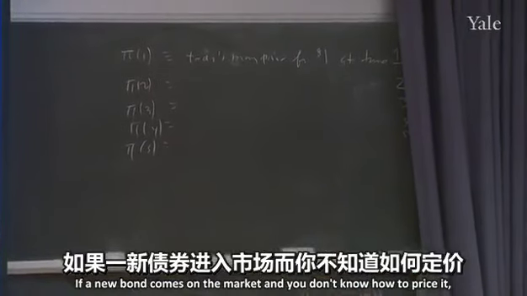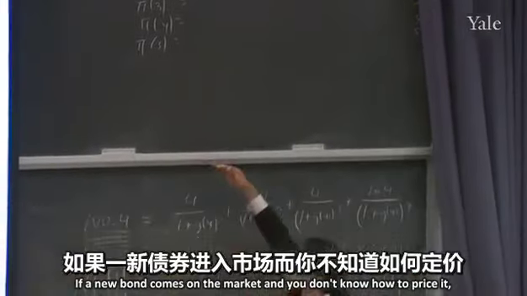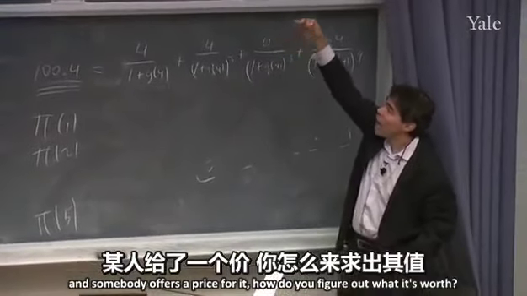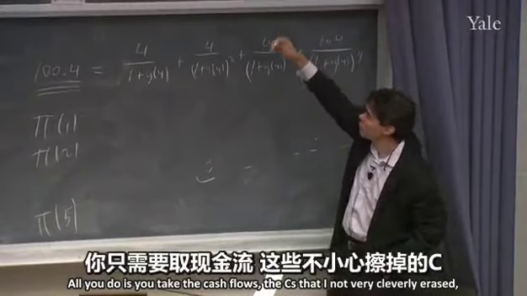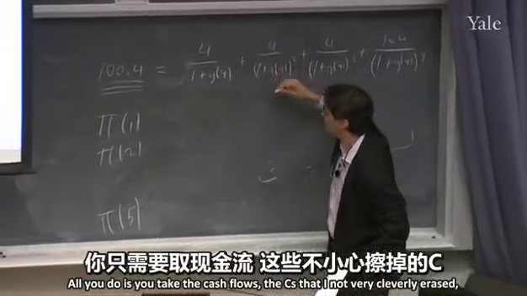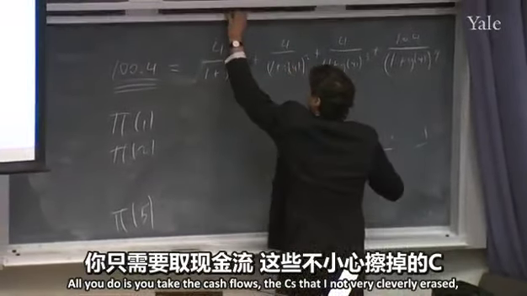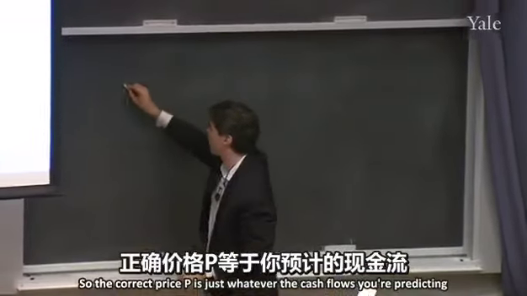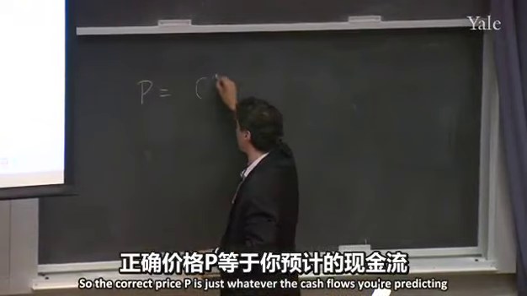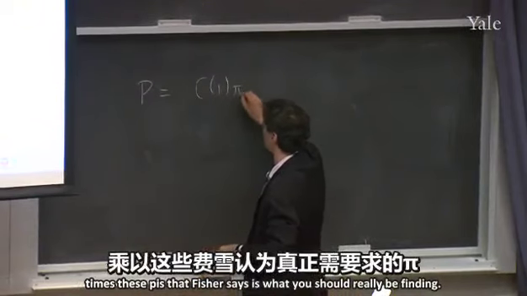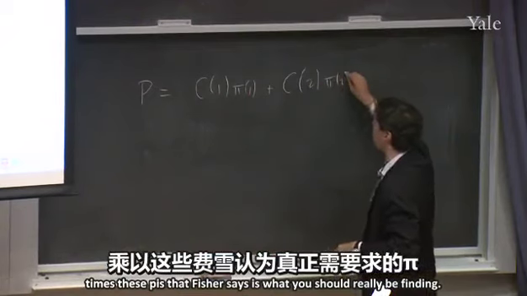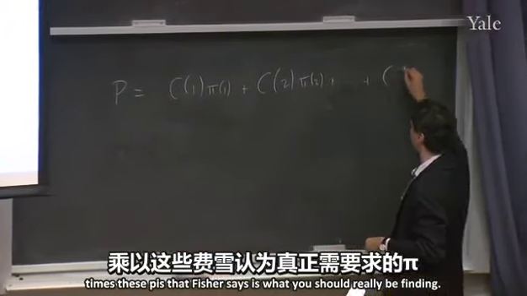If a new bond comes on the market and you don't know how to price it and somebody offers you a price for it, how do you figure out what it's worth? All you do is you take the cash flows, the C's that I not very cleverly erased, and multiply them by the pi's. So the correct price, P, is just whatever cash flows you're predicting times these pi's that Fisher says is what you should really be finding.